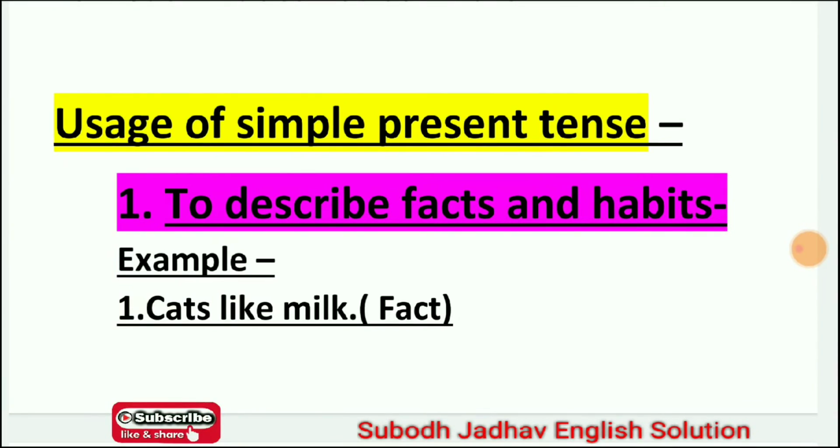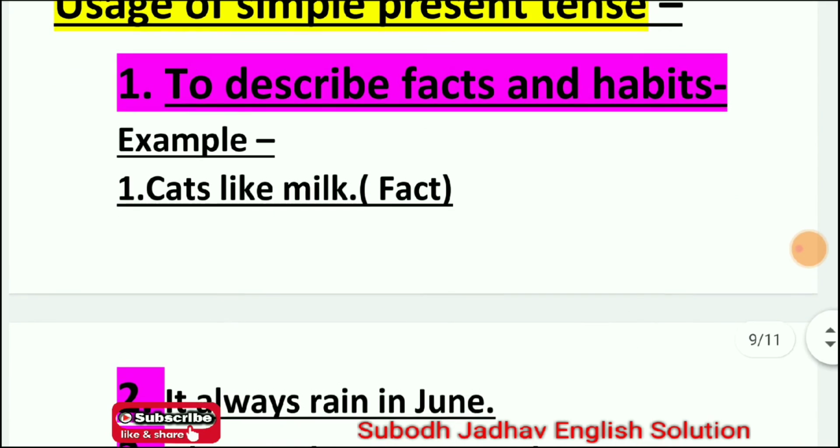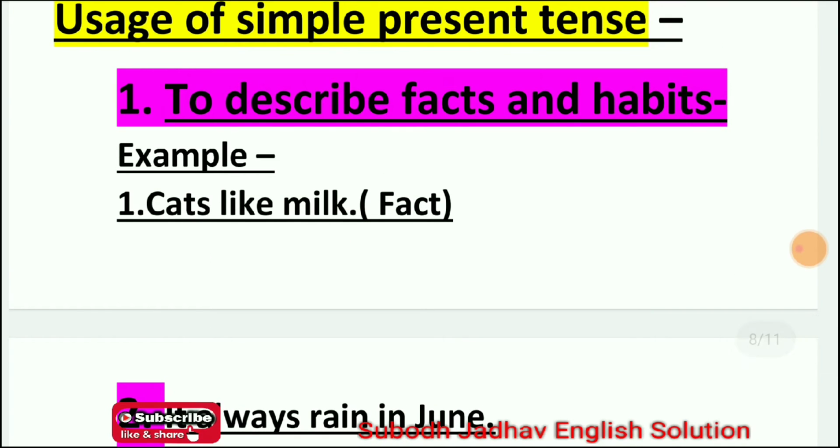Usage of simple present tense. What are the uses of simple present tense? Number 1: to describe facts and habits. When we are going to describe facts and habits, at that time we should use simple present tense. Example: cats like milk. This is a fact. Therefore we have to use simple present tense there.